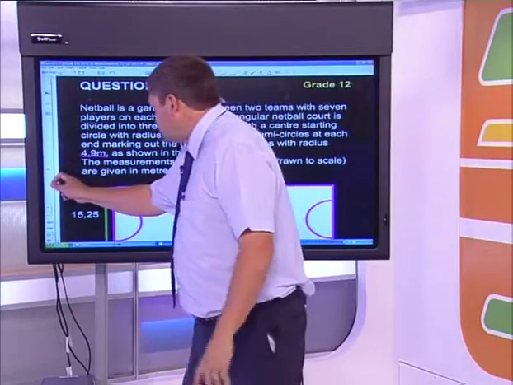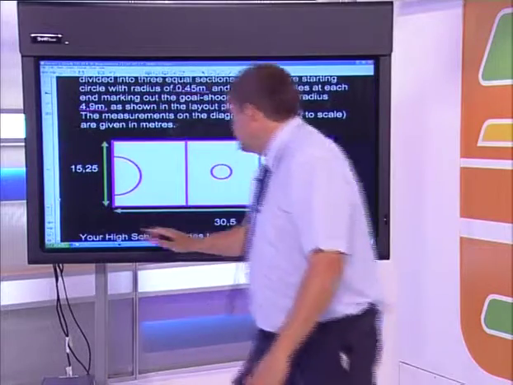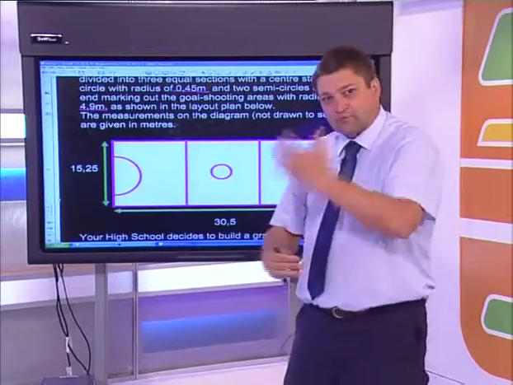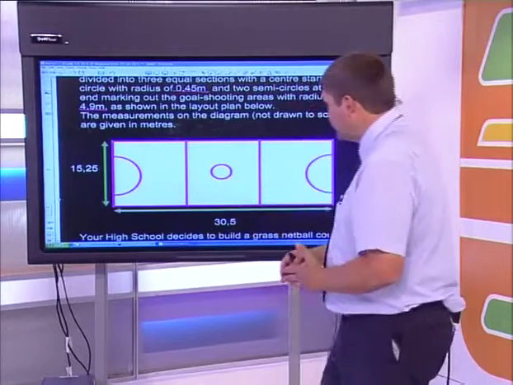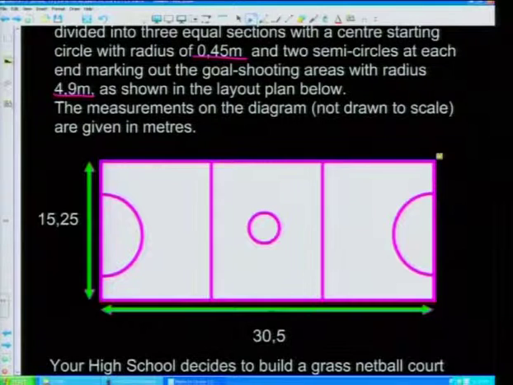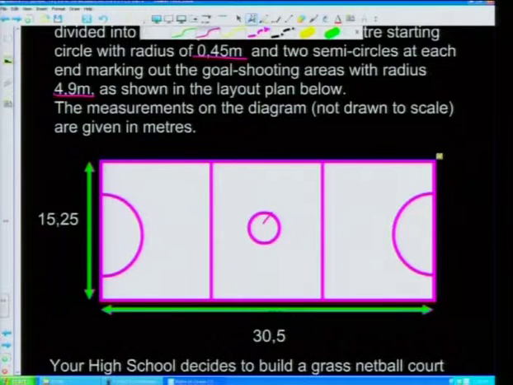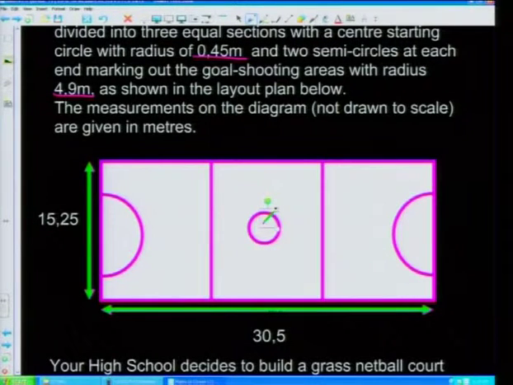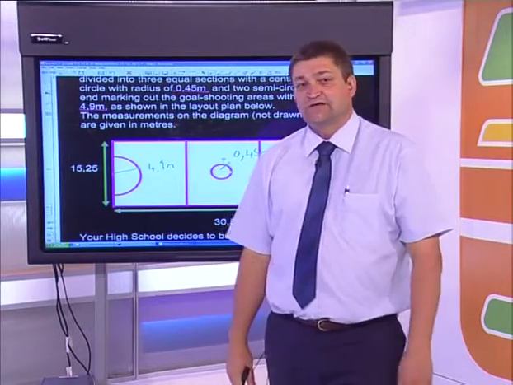So what you should have actually done, and I didn't do it for this example because all our questions keep flipping onto another page, is this. I have a radius here of 0.45, and I should have written it in as 0.45 meters. I have a radius here of 4.9 meters. Because when we put it in the diagram, it works out so much easier. So thanks for that question.